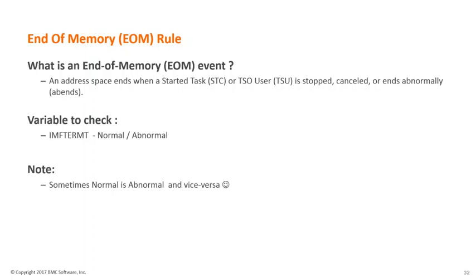AutoOperator also processes end-of-memory events. And an end-of-memory event is any time that a started task or an address space gets stopped, canceled, or abends. Okay, so a variable we can check is IMF term type. It's IMFTERMT, which will either be normal or abnormal.